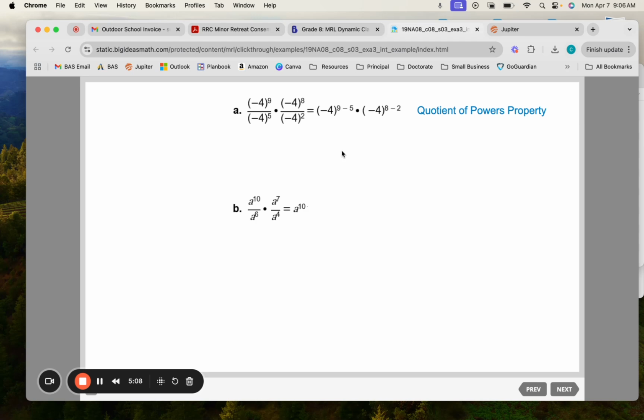Oh, 4. And 8 minus 2? 6. 7. He said together. All right. Now we can do the multiplication. So what do we do when we're multiplying with exponents? We add. 4 plus 6 is? 10. Very good. So negative 4 to the power of 10 is your answer.